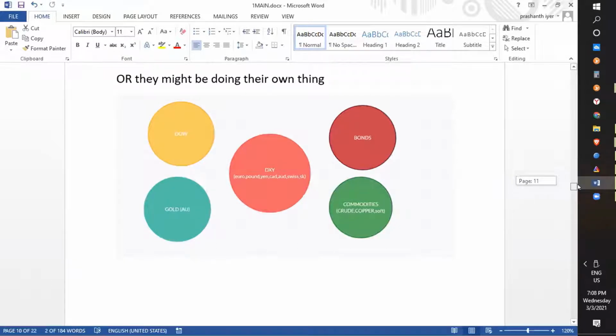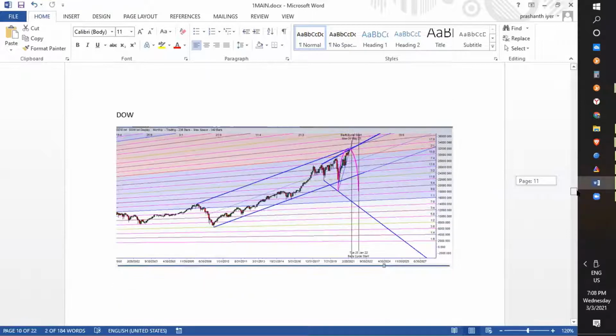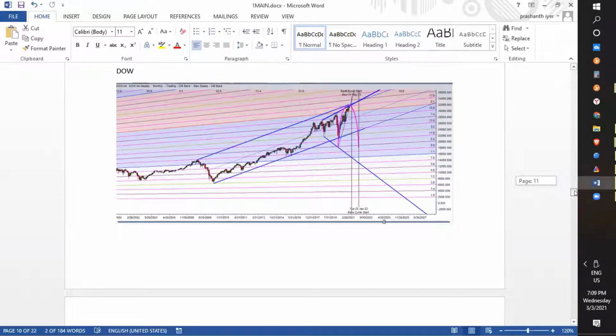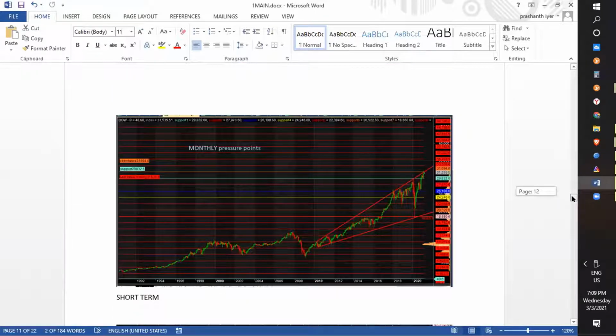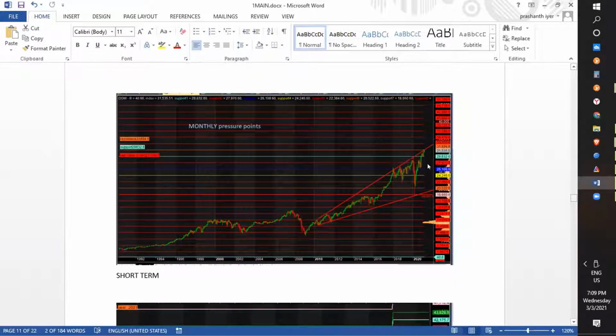So I've taken the DXY as a controller of all these things because everybody borrows in dollars. So let's go on to the Dow. The Dow is actually still hitting that parallel. It has not gone anywhere, technically speaking, relatively, in the last 3 years after trade wars have started. So I've just given a level. You can use this monthly pressure level, something like 31,694. This is like a monthly level. If there is a breakout, you can actually use it wisely.